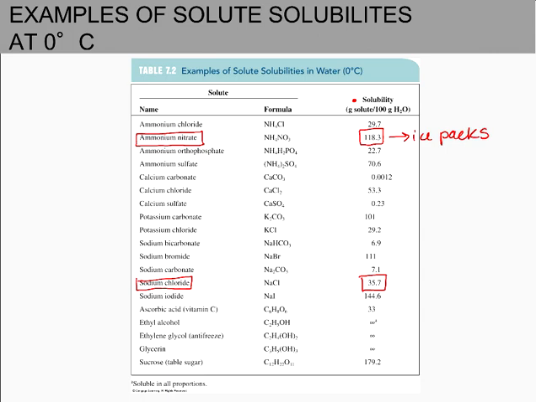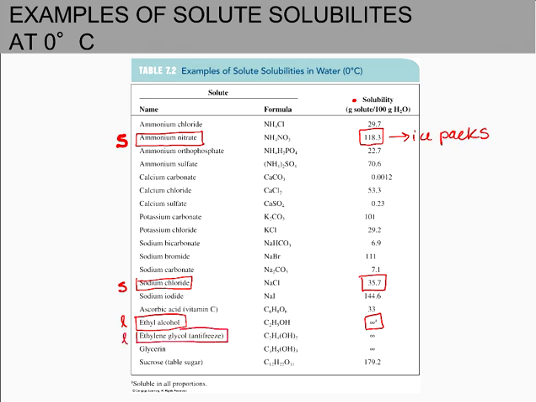And then if we look at a liquid, ethyl alcohol, so actually let me just put little labels. Sodium chloride is a solid, ammonium nitrate is a solid, and then ethyl alcohol is a liquid, and that has infinite solubility in water. Now, another compound that has infinite solubility is ethylene glycol, which is antifreeze.